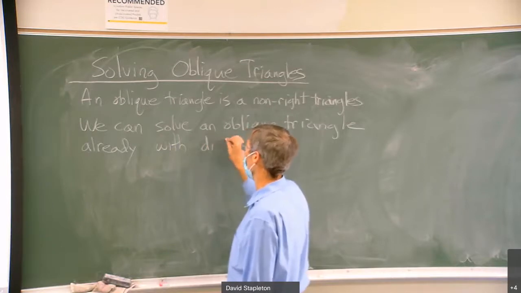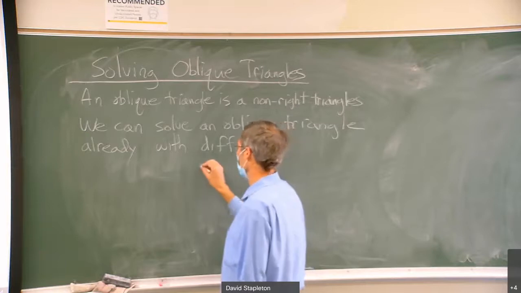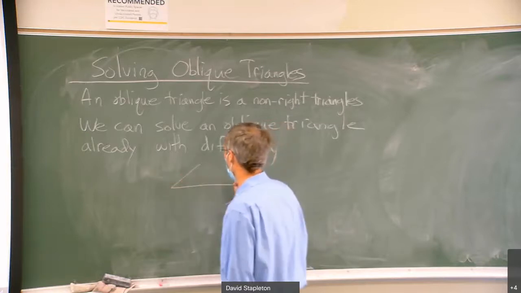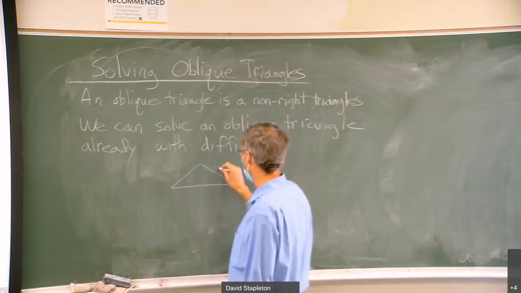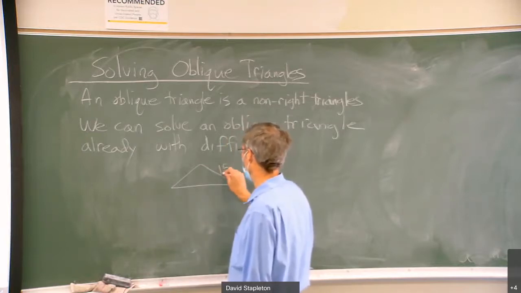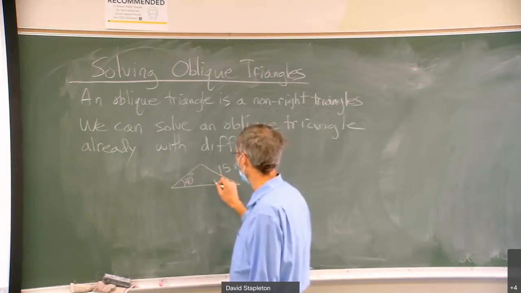So we'll say we can solve them already, with difficulty. For instance, suppose I'm given this triangle here, which is not a right triangle. And suppose I happen to know this side measure is 15 meters, and this angle here is 40 degrees, and this angle here is 30 degrees.